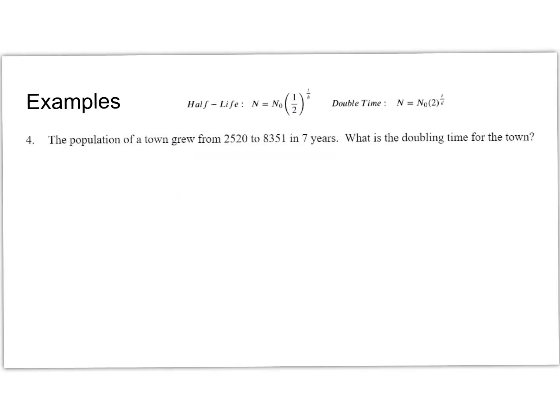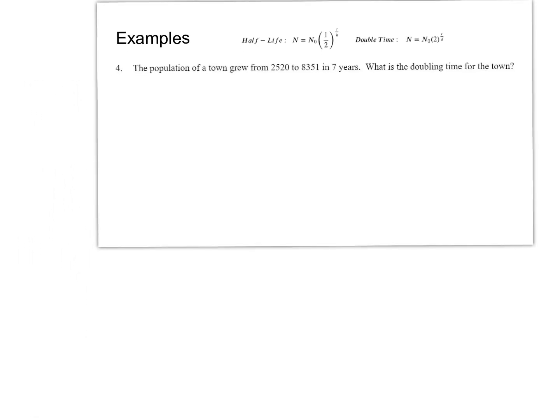All right, let me shrink this. Okay. The population of a town grew from 2,520 to 8,371 in 7 years. What is the doubling time of the town? All right, so right off the bat, I hear, oops, I forgot to do my highlighter. Hold on. Try that again. So doubling. So we're going to use the double formula.